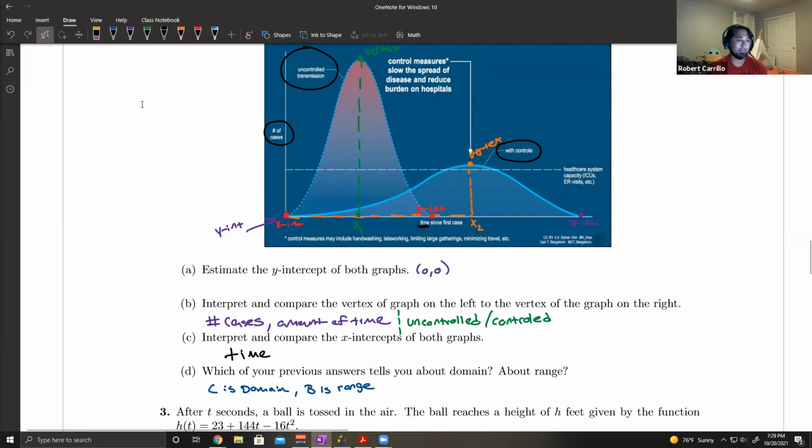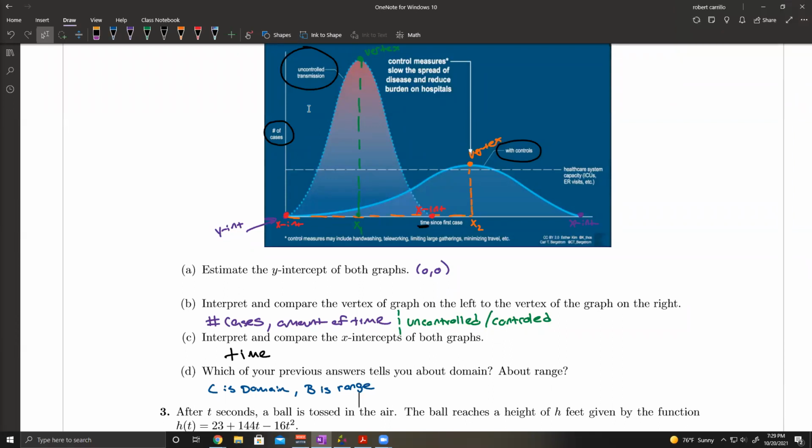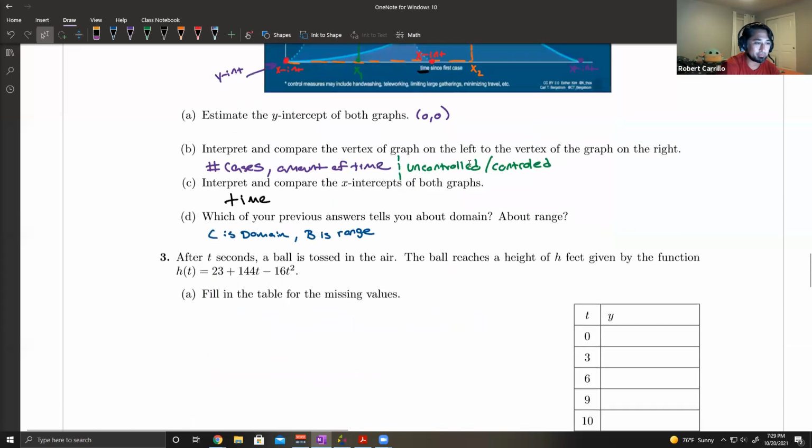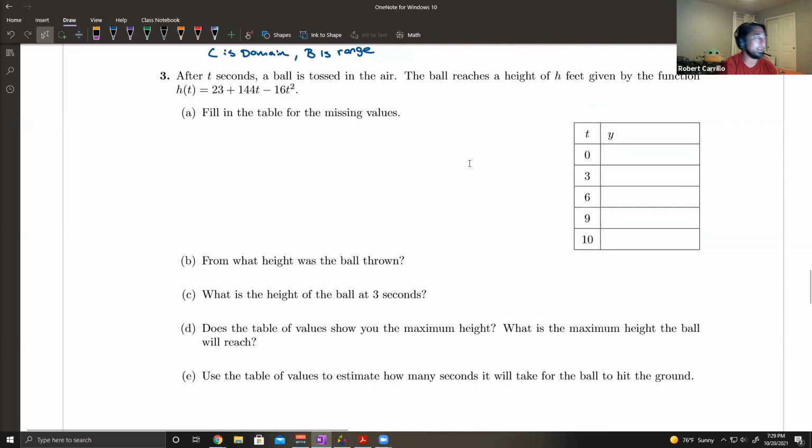Ooh, man, that was a tough one, huh? All right. Any questions on that one? And word problems suck. We didn't even do any math though, right? This was like, look at the graph and compare. All right. Cool. All right, now we do some math.